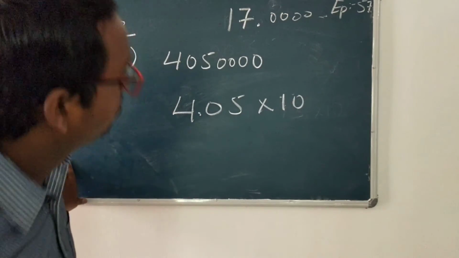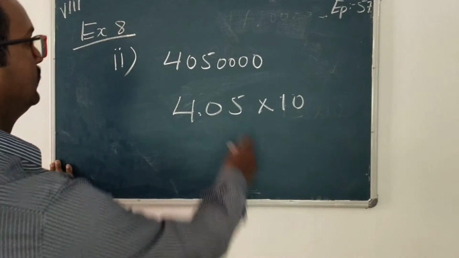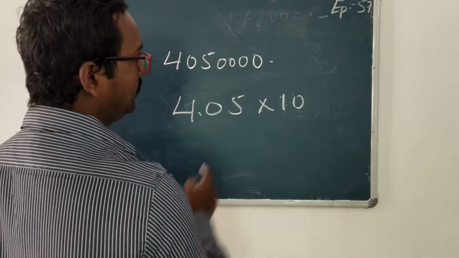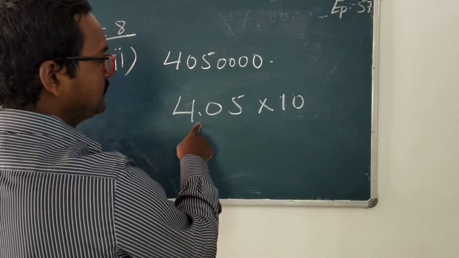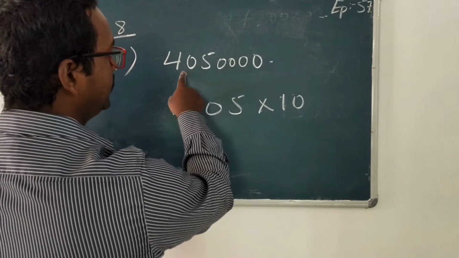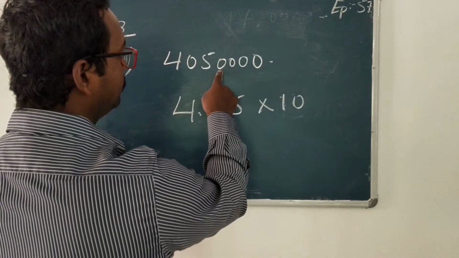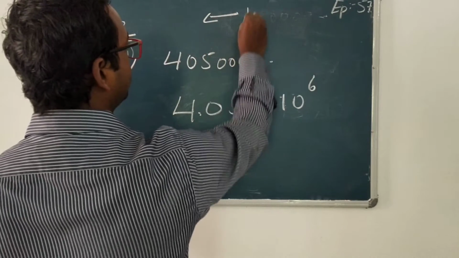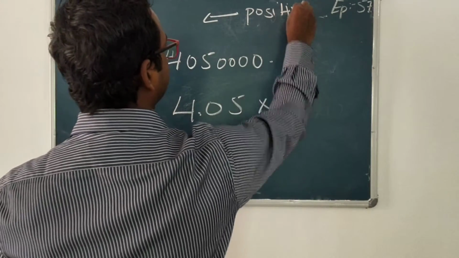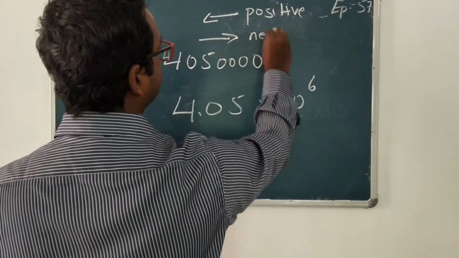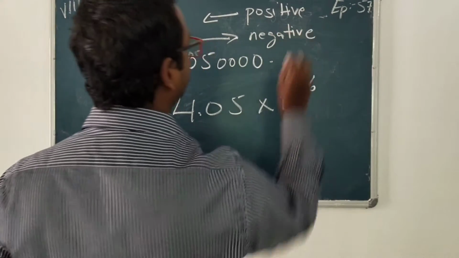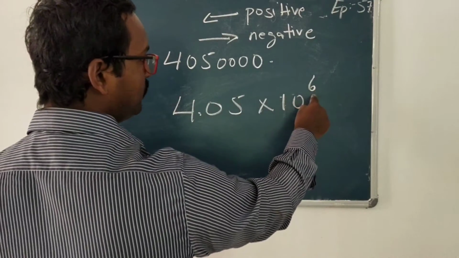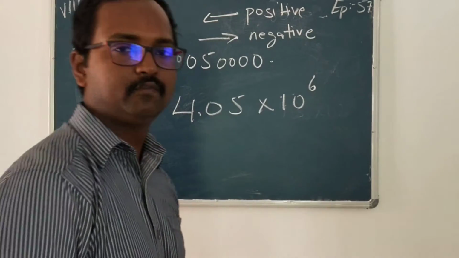Okay. So here the number is 4050000. There is a decimal which is here. Now the decimal is here. So how many positions have we moved from here to here? 1, 2, 3, 4, 5, 6. So 10 to the power 6. Remember, towards the left, positive. Towards the right, negative. So we are moving towards the left. That's why the power is a positive exponent. Okay. So the answer is 4.05 into 10 to the power 6.